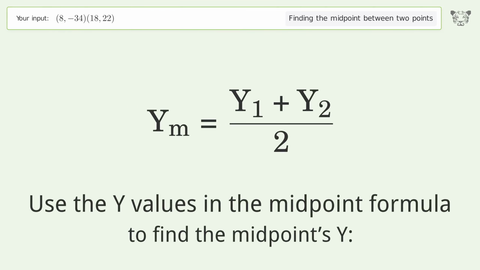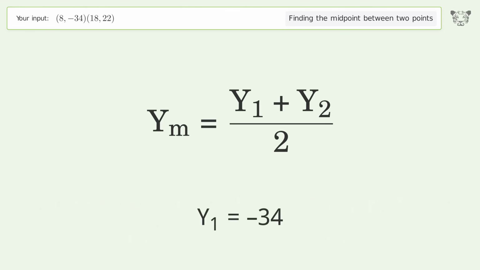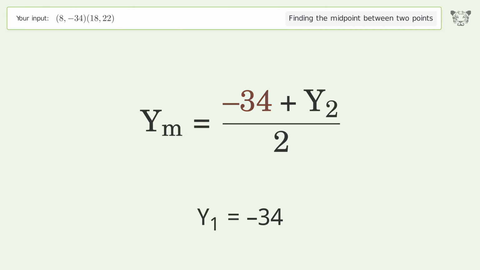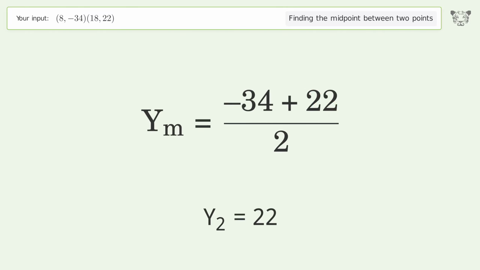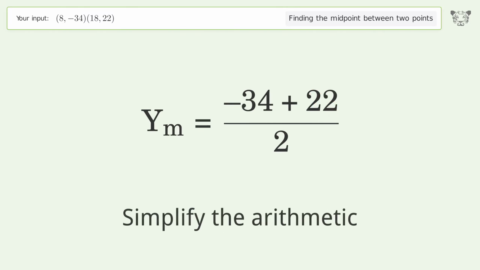Use the y values in the midpoint formula to find the midpoint's y. y1 equals -34. y2 equals 22. Simplify the arithmetic.